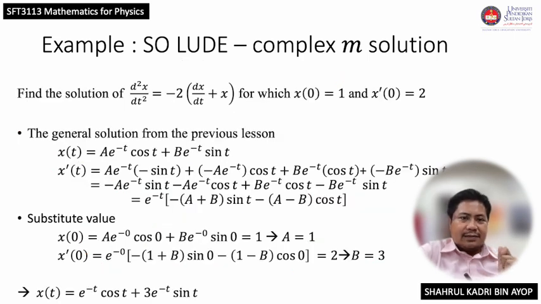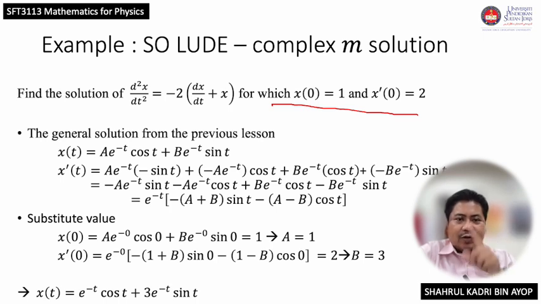In this example, you can also refer back to the previous lesson where we got the complex solution. In this example, the initial conditions are given: x at t equal to 0 is equal to 1, and the first derivative at t equal to 0 is equal to 2. The same way as before, let us write down the general solution. This was done in the previous lesson.